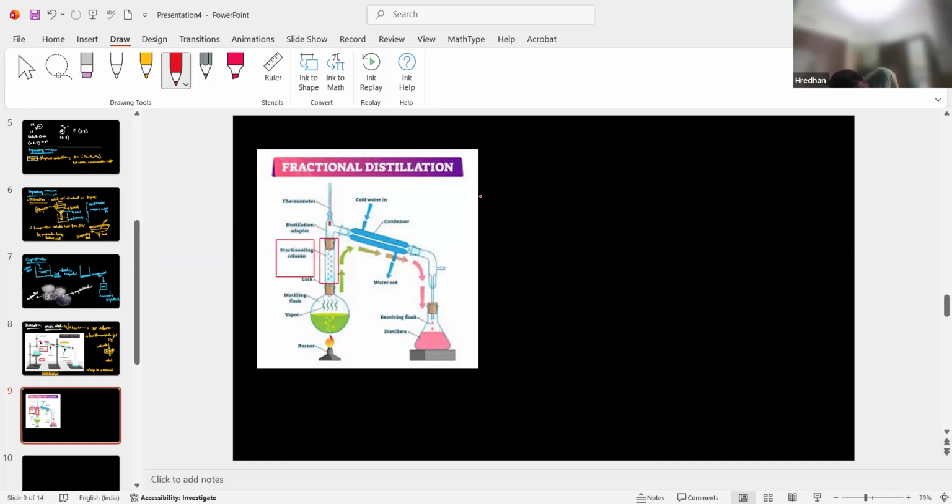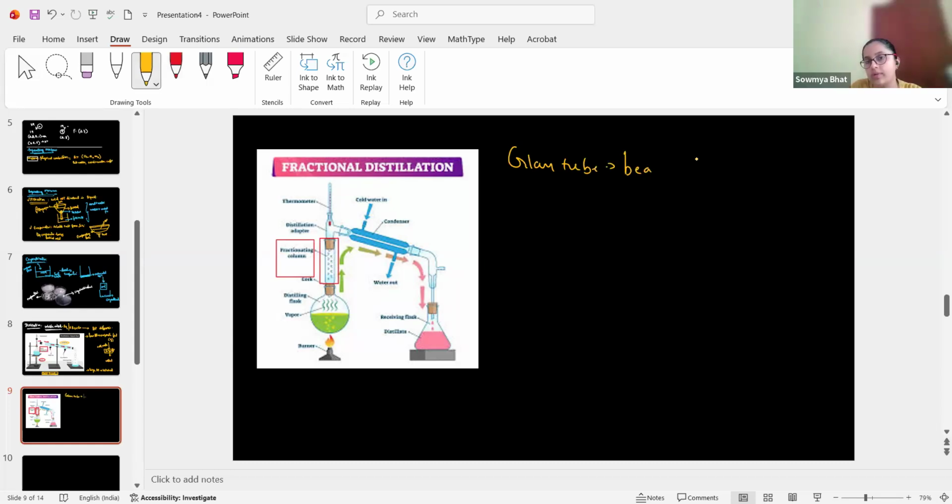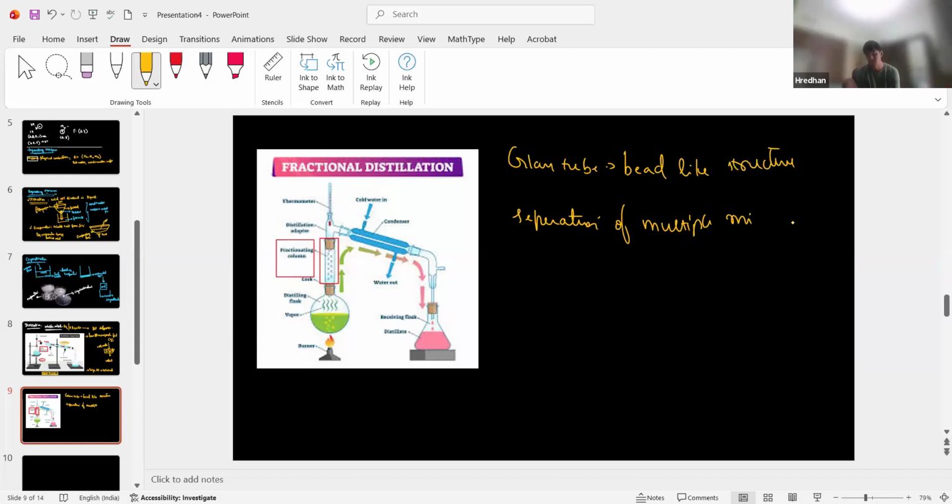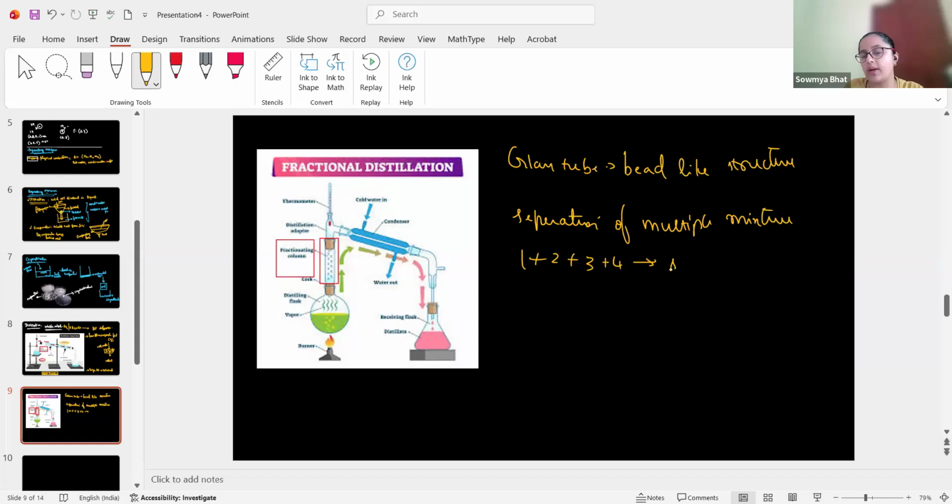Okay, it's a glass tube inside which there is a bead-like structure. You need not know what exactly the structure is, but in case of distillation, you can just separate two things. Here, if you have multiple compounds, separation of multiple mixtures you can do. As in, if I have a combination of 1, 2, 3, 4 liquids, you can separate depending on the boiling point.